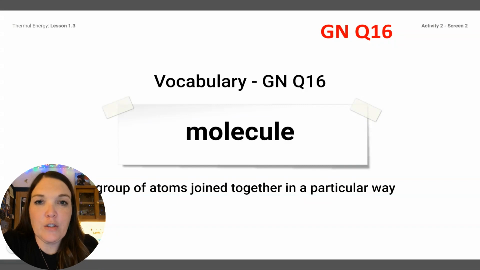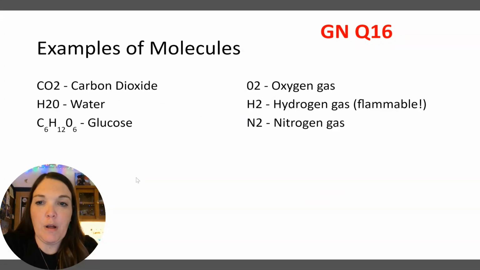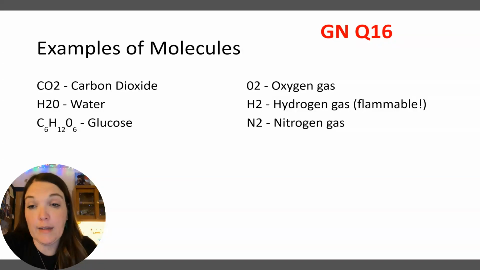And still with guided notes question 16, we're going to give you some examples of molecules. We have CO2, which is carbon dioxide: one carbon, two oxygen atoms. H2O is water: two hydrogen atoms, one oxygen atom.